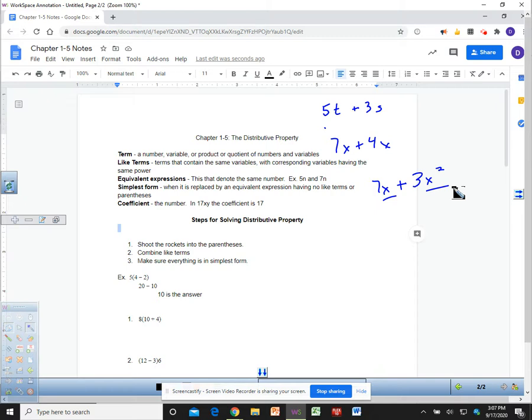Simplest form means putting something in basically the easiest possible way, as crammed together as you can. It's taking everything that can be combined and combining it. Equivalent expressions are things that denote the same number. Example, 5n and 7n, they both have an n. And a coefficient is the number in front of the letters. So if it gives you 17xy, the coefficient is 17.